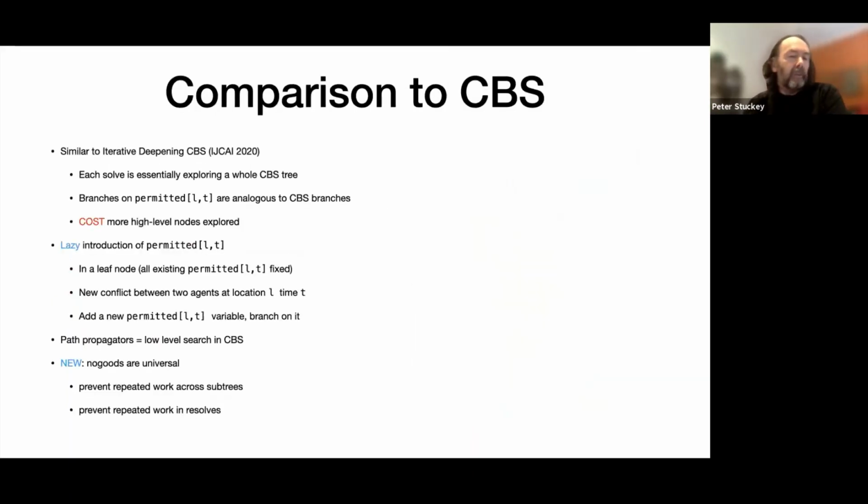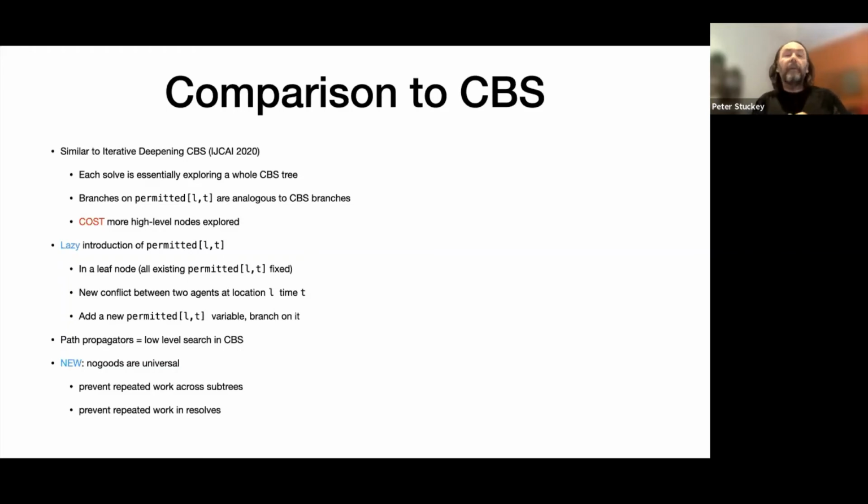So if we compare it to CBS, it's close to iterative deepening CBS, which is a rather new variant of CBS. Interestingly, each solve essentially explores a whole CBS tree because it's doing that in order to build this nogood. But the good thing is that nogood is globally true, will be true forever. So the branches on the permitted LT are very analogous to CBS branches, and there's a cost. We do many more high-level nodes in lazy CBS than in CBS. We lazily introduce the permitted LT variables, and by the time we get to a leaf node, all of the existing permitted LT variables have to be fixed.